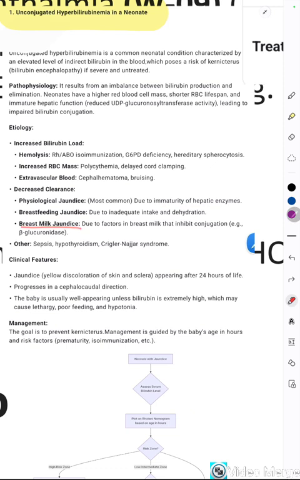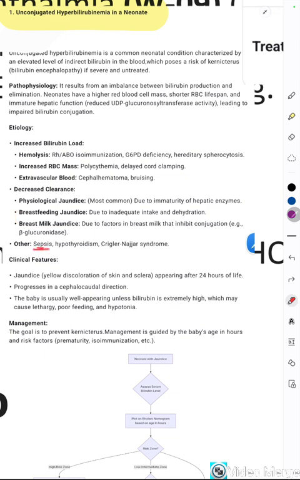Breast milk jaundice is because of the factor in the breast milk that is called beta glucuronidase. It is a diagnosis of exclusion. Generally, if the jaundice persists for more than 3 weeks, then we rule it out as breast milk jaundice. In both breastfeeding and breast milk jaundice, the breastfeeding should be continued.